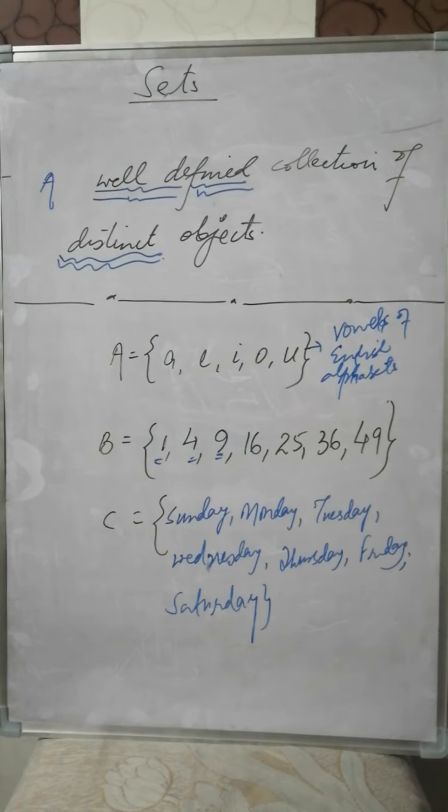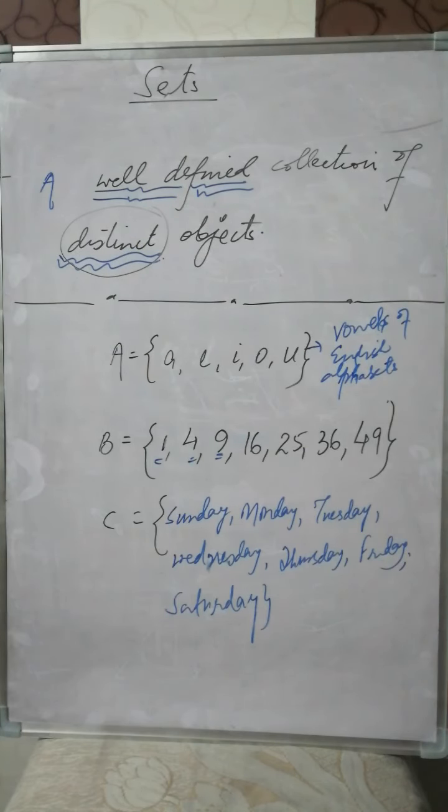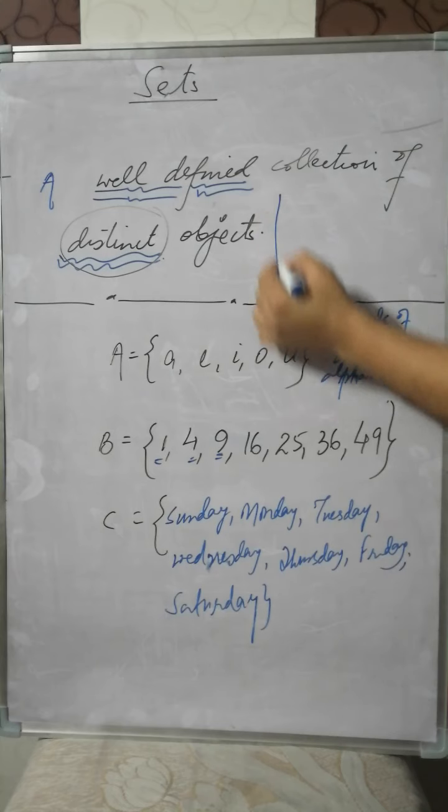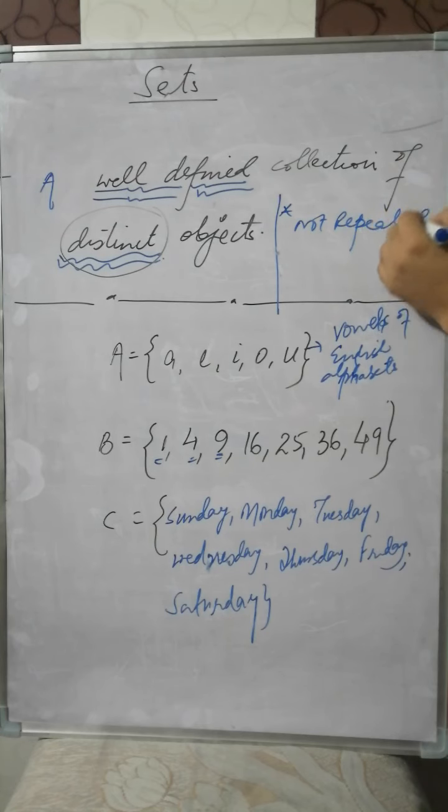So now, what a set is. All these three are examples of sets. So a set is simply a well-defined collection of distinct objects. Let's go in a reverse way. What is the meaning of distinct? That is, repetition of things is immaterial in sets. Means in a set, elements are not repeated. So the first thing is that elements are not repeated.